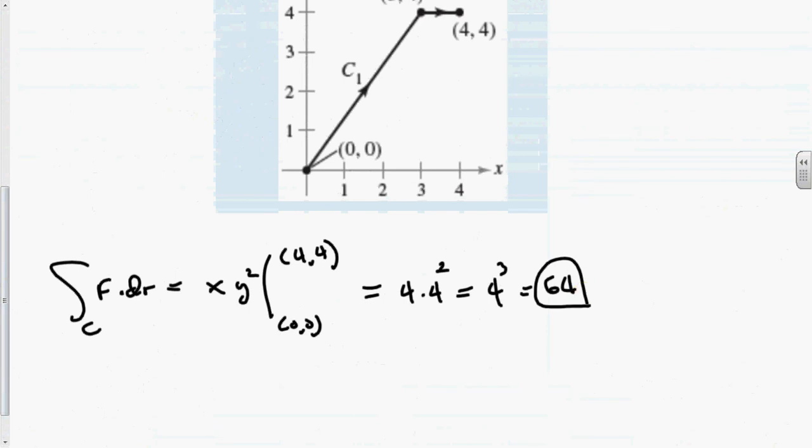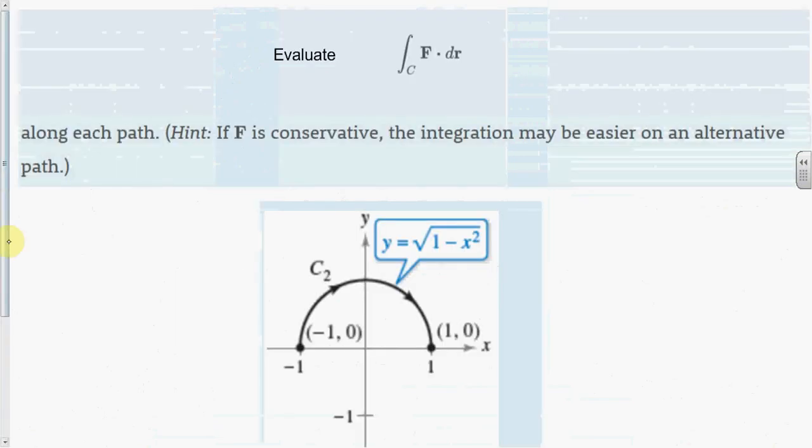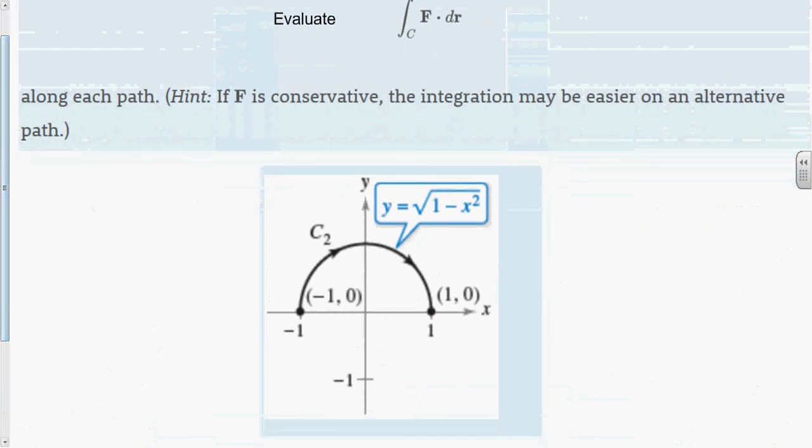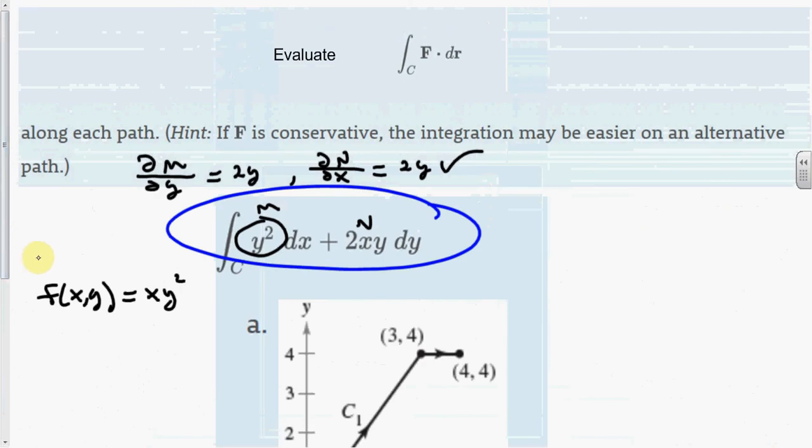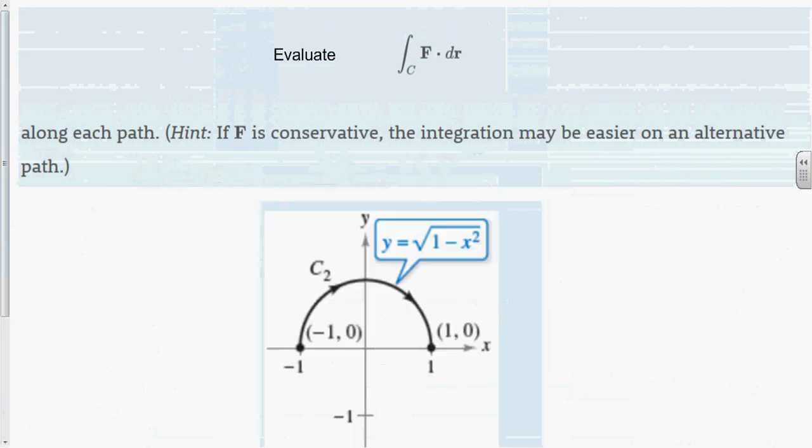Now let's look at the next one. So it's still the same. This was still the same problem here. So it's still the same line integral of y squared dx plus 2xy dy. And so this guy is still the, I think, was it xy squared or xy squared?